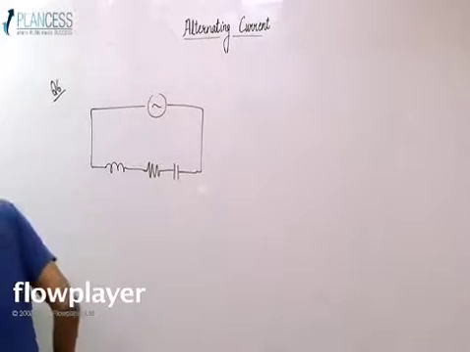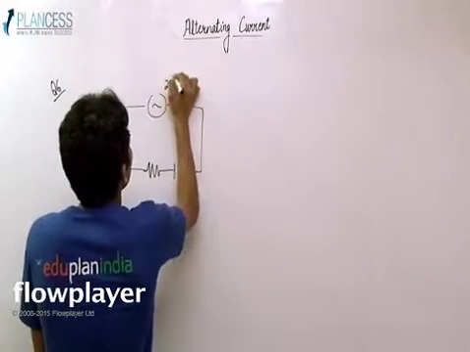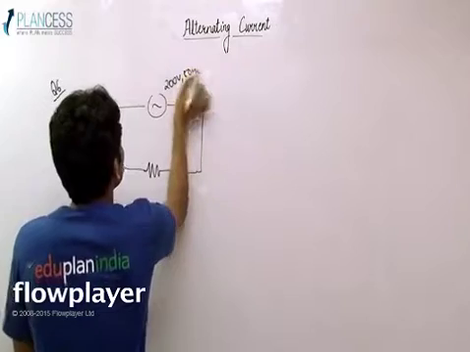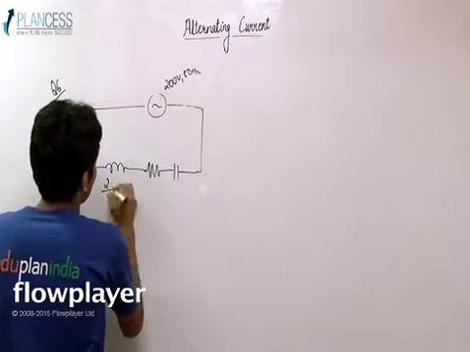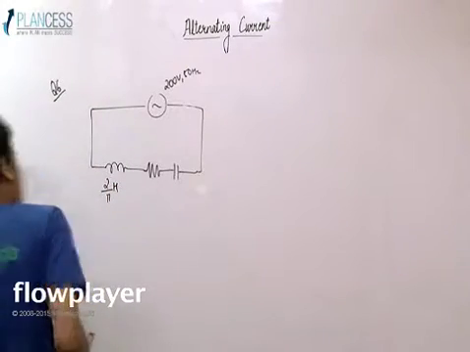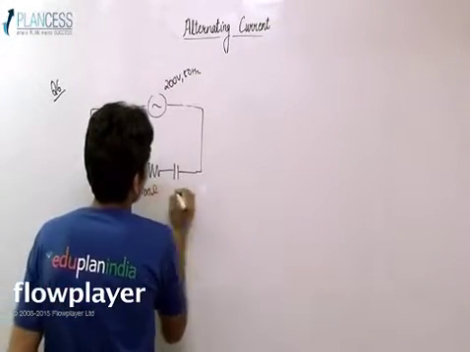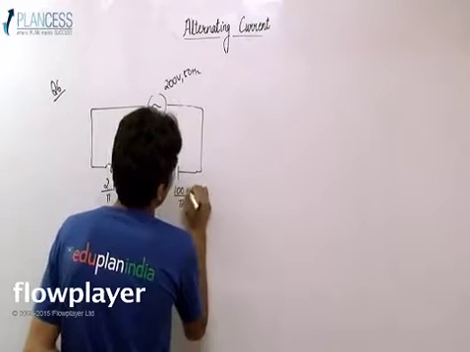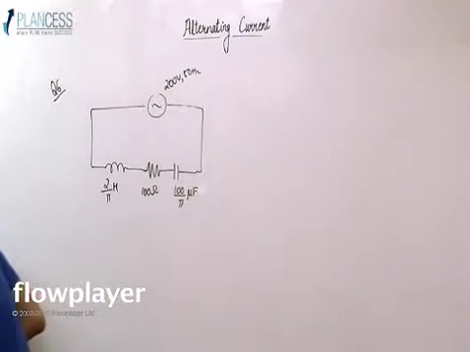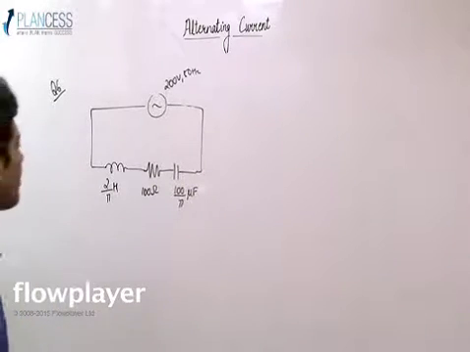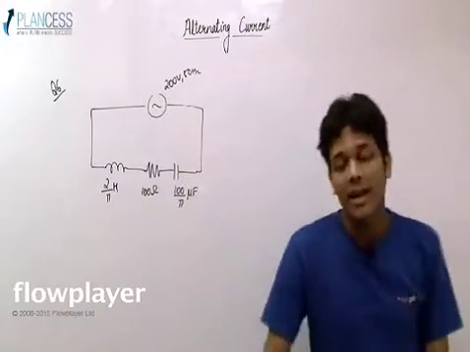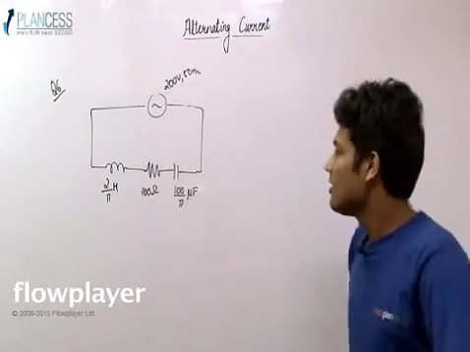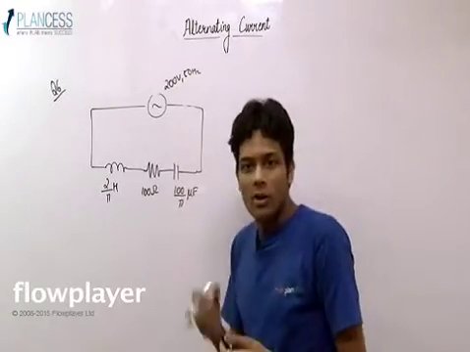The source is going to be 200 volt 50 hertz. Inductor is given to be 2 by pi Henry, resistor 100 ohm, and capacitor 100 by pi microfarad. These are the values, and you have to calculate the potential across L, across C, across R, and everything related to this circuit. These things are given. So let's start calculating everything.